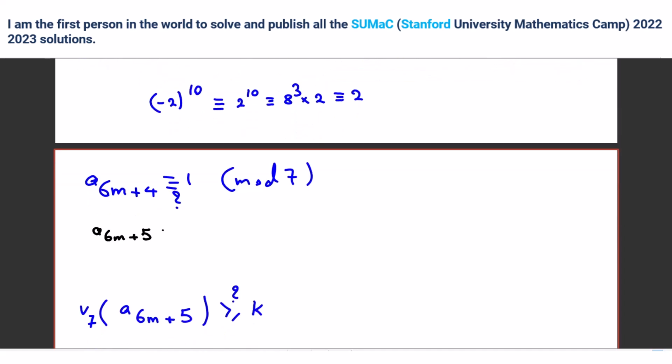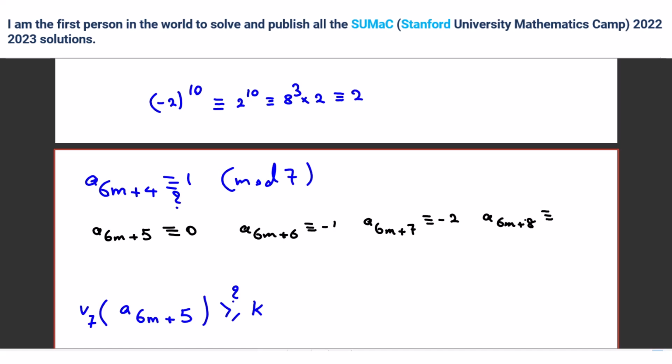a6m plus 5 is what? Is equal to 0 mod 7. Yes, a6m plus 6 is negative 1 mod 7. 6m plus 7 is what? Minus 2 mod 7. Negative 2. Yeah, minus 2 mod 7. 6m plus 8 is what?